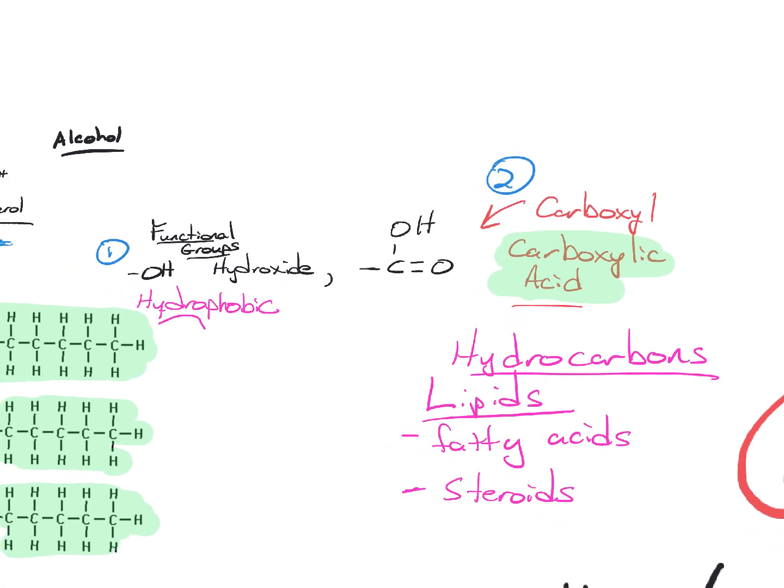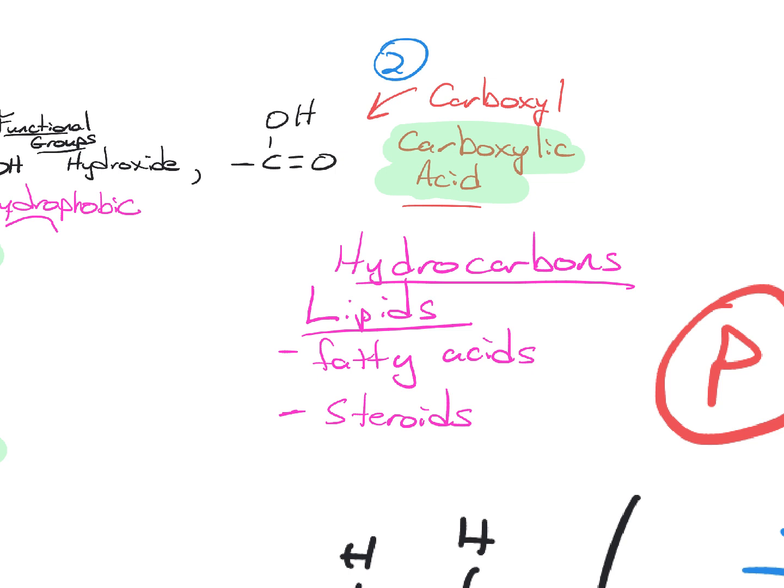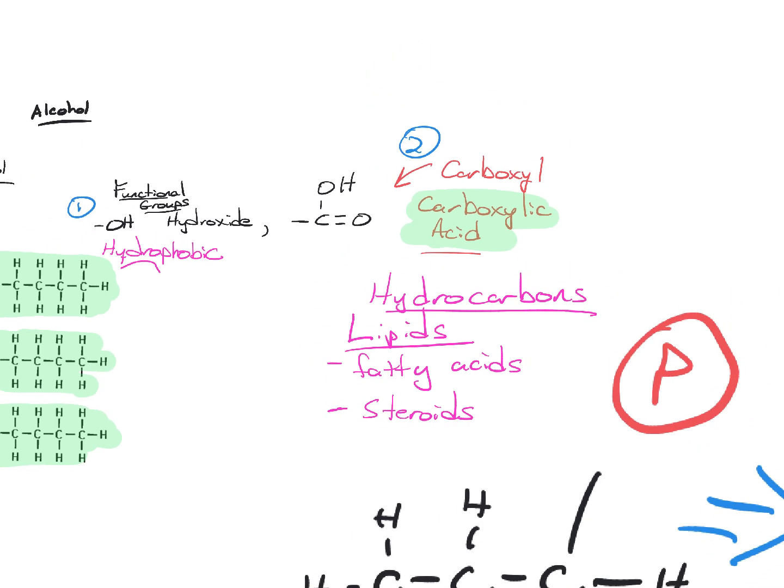We said we have these things called hydrocarbons, which make up our types of lipids. Lipids are types of hydrocarbons. Lipids can be fatty acids. Lipids can be steroids. Lipids can be fat.